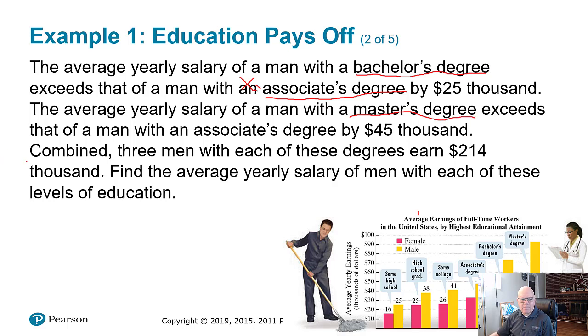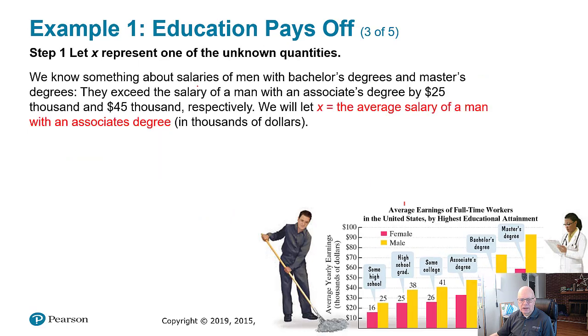And then it says combined the 3 men. In other words, you're going to be adding. If you add their salaries together, you get $214,000. So you've got an addition there. And you want to find the average yearly salary of men with each of these levels of education.